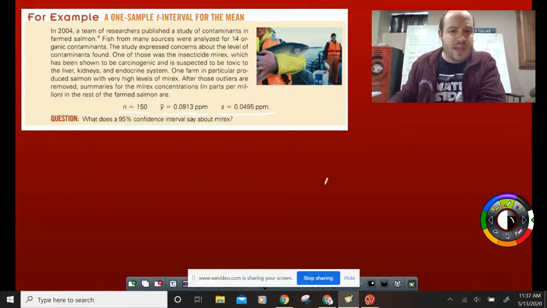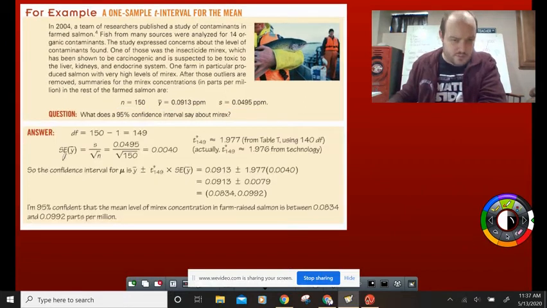Now, we could go by hand and go through all of the different steps of finding this. That would be finding our new standard deviation, then plugging it in, using either the table or technology to find out what our T star is. Notice the degrees of freedom here is listed as 149 because we have a sample size of 150. We could plug it all in and do that.